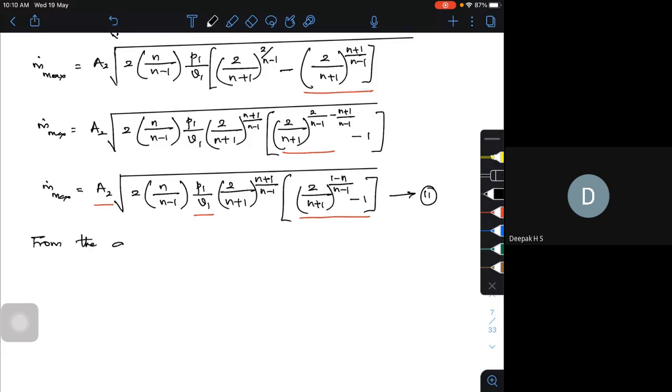From the above equation, the maximum mass flow rate is... If we solve that 1 minus n divided by n minus 1, you'll end up with n minus 1 by 2, because it's a minus.